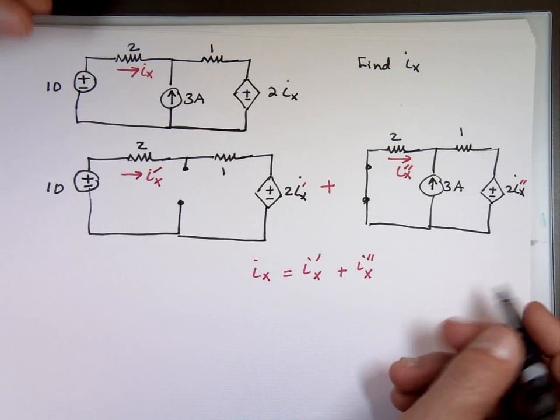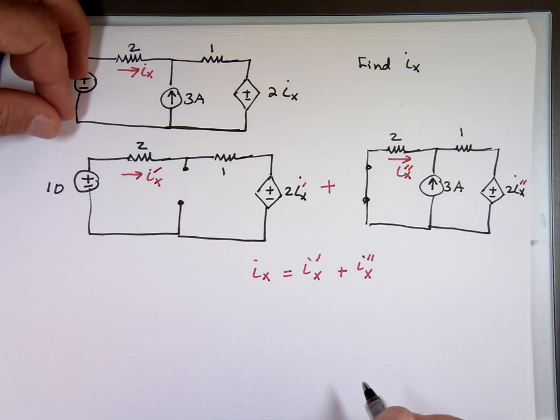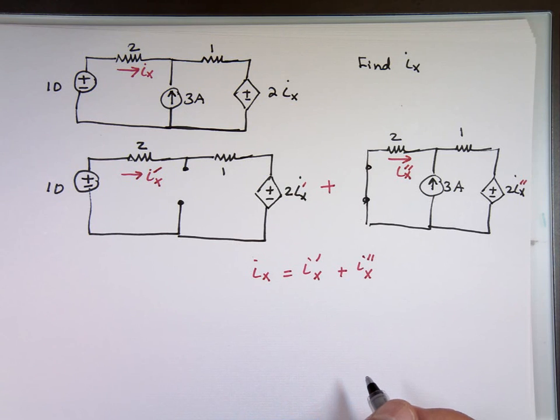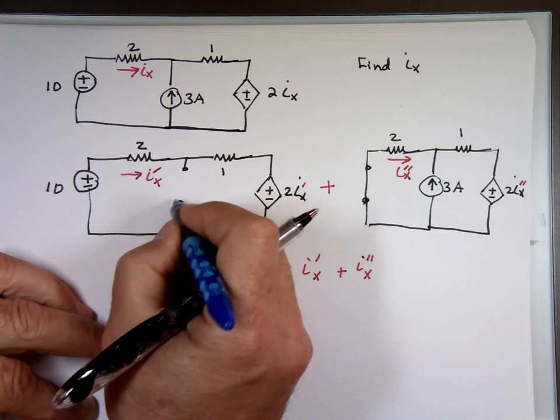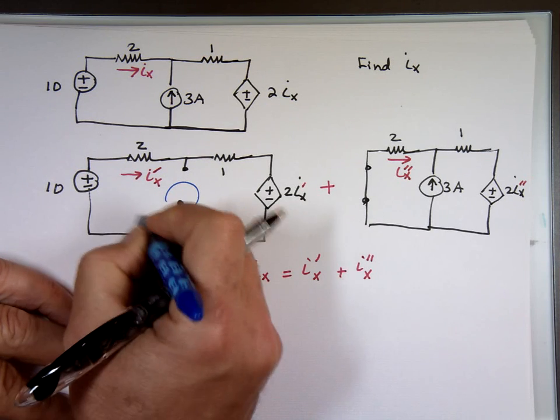Okay, let's analyze this one. That looks like one loop, doesn't it? Perfect. KVL this way. There's only one current. That's really I sub x bar going through it.